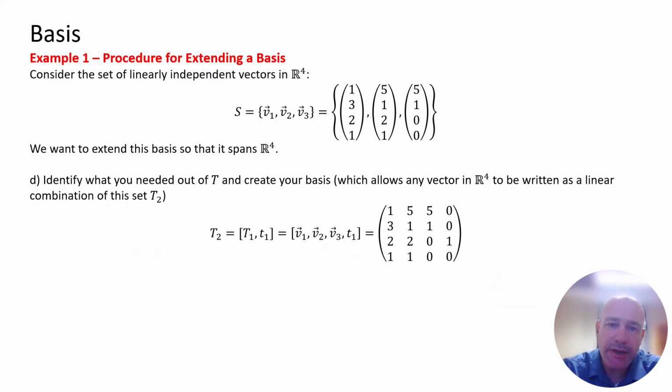So if we put that in, then we have our new basis, which is T2, where we have appended the T1 matrix, what I call T1. I guess I should have called it maybe T3 because it's the third column of the identity matrix, to our set S, and that creates a basis for all of R4.